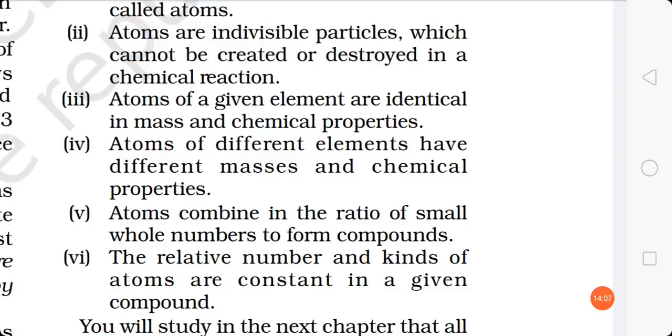So the same thing is saying this point 3, that atoms of a given element are identical in mass and chemical property. Now next point says that atoms of different elements, they have different masses and chemical properties. अगर हम अलग अलग एलिमेंट ले तो उनके जो एटम्स है उनकी केमिकल प्रॉपर्टी और मास अलग रहेंगे.